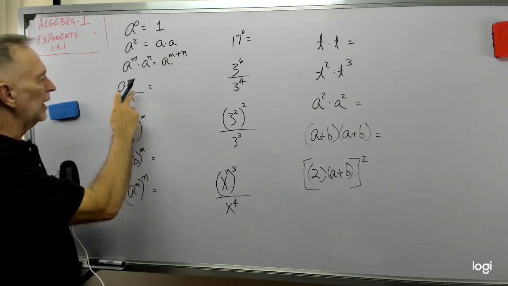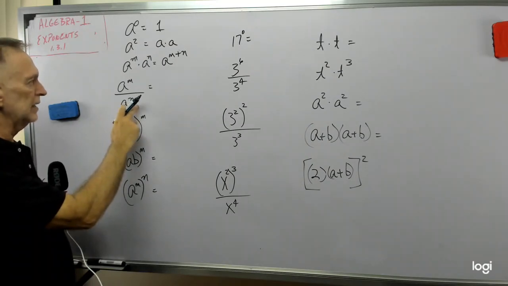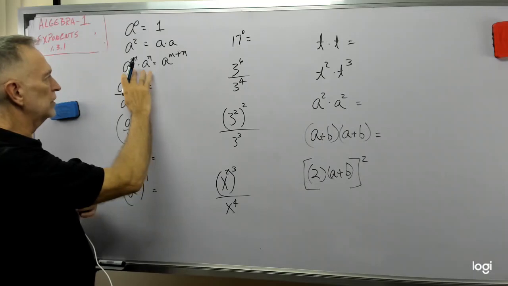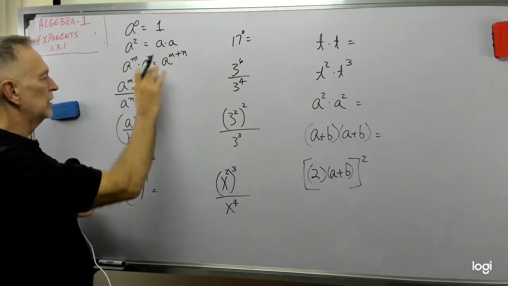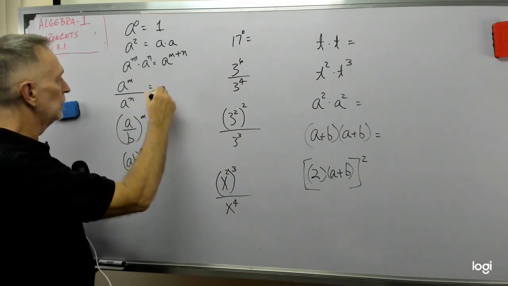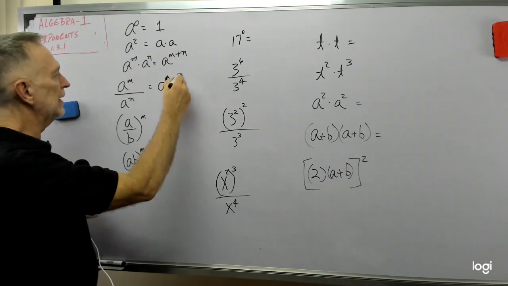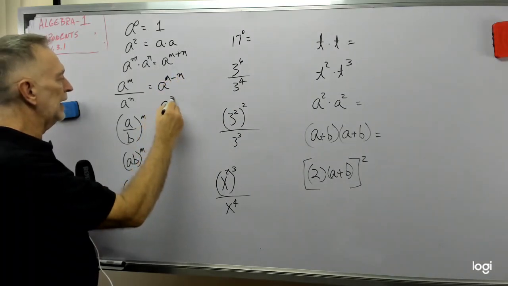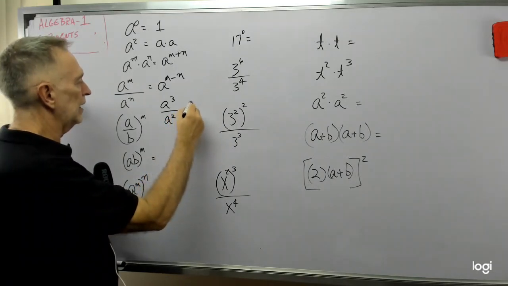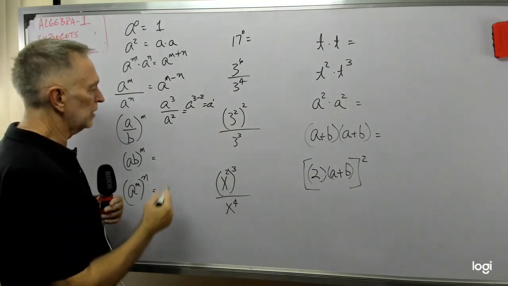Now I have a to the m divided by a to the n. So while I was multiplying all of these and adding the exponents, now I'm dividing, so I will subtract the exponents. This would equal a to the m minus n. So if I have a cubed divided by a squared, it's a to the 3 minus 2 equals a to the 1, or just a.